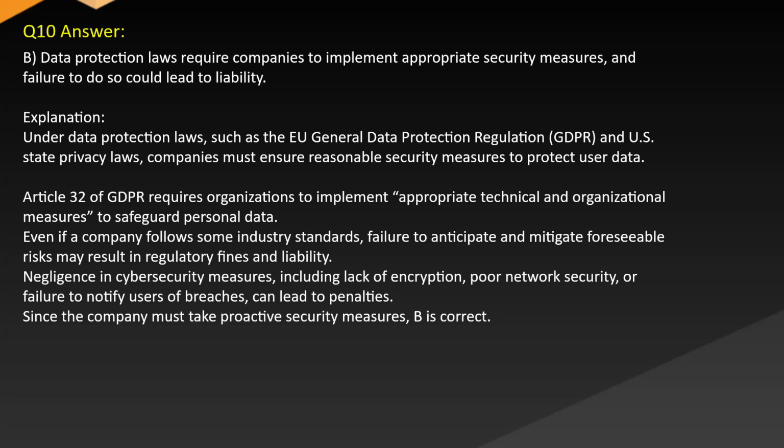Even if a company follows some industry standards, failure to anticipate and mitigate foreseeable risks may result in regulatory fines and liability. Negligence in cybersecurity measures, including lack of encryption, poor network security, or failure to notify users of breaches, can lead to penalties. Since the company must take proactive security measures, B is correct.